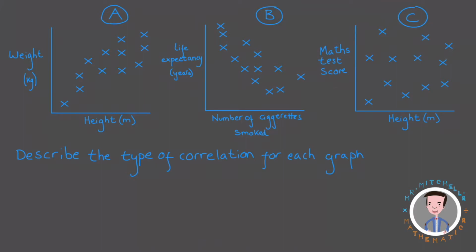Like always, you'll have an opportunity to try this out at home. So there are three different types of correlation you need to know. They're positive, negative, and no correlation.